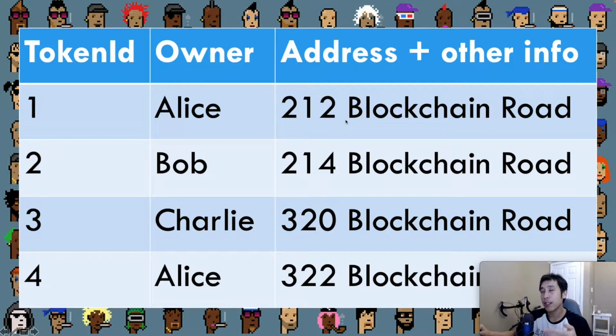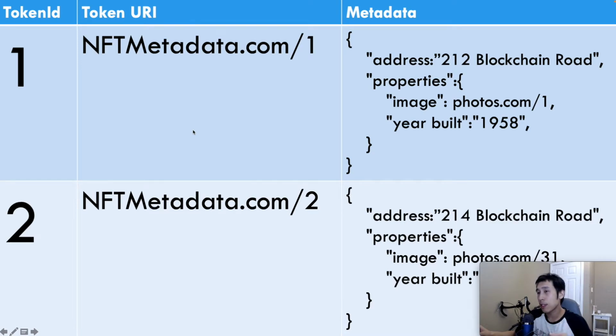If we continue with this analogy of NFTs representing land, then we could have a representation like this, in which each NFT has a token ID, 1, 2, 3, or 4, and it has an owner, Alice, Bob, or Charlie. Each token is tied to an address or a plot of land. To put this in more technical terms, every NFT has a token ID and a token URI. By visiting the token URI, you can see all the other properties of that NFT, which we call metadata.